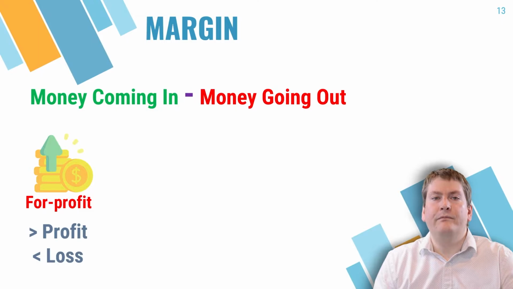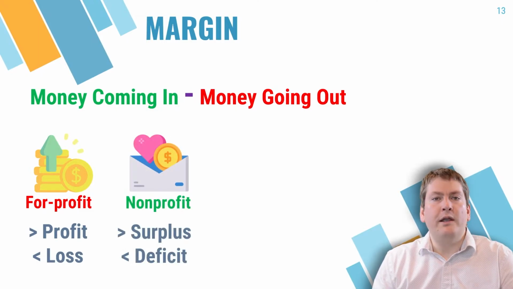For nonprofits, we call a positive margin a surplus. This means that they have more money coming in than going out, that they must use towards their primary purpose and services they offer, rather than paying any dividends to shareholders, because they don't have any. This is the main difference between for-profit and nonprofit businesses. Nonprofits don't have shareholders, and they can't pay dividends, so the surplus has to go back into the company. If the nonprofit has a negative margin, we would call this a deficit.